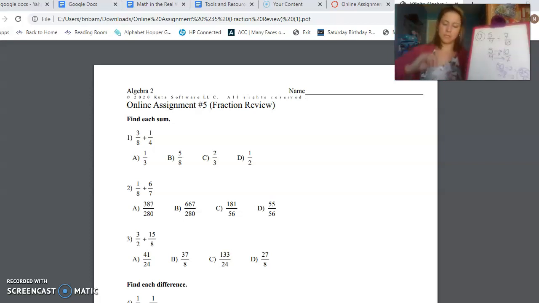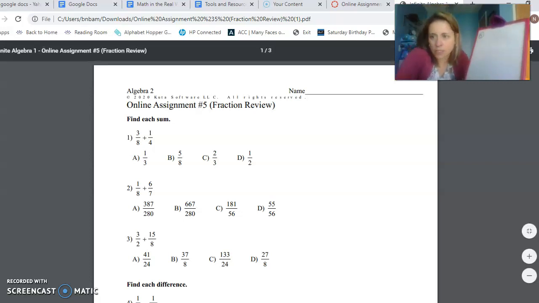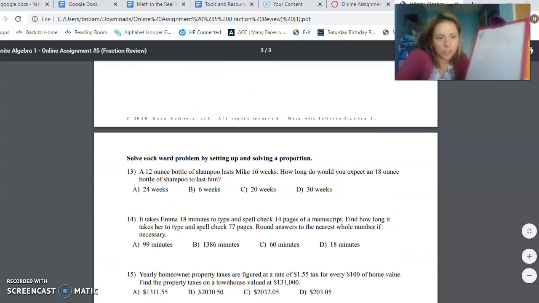So one of the word problems, and for these you need to set up a proportion. Okay. So let's do the very last one again. The last one is number 15. And it says yearly homeowner property taxes are figured at a rate of, you know what, I should have been dragging this along with me. I apologize for that.